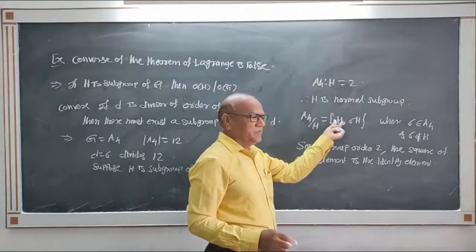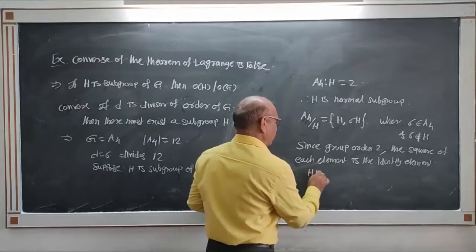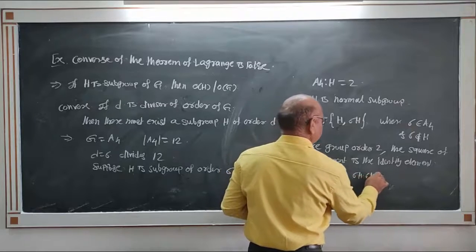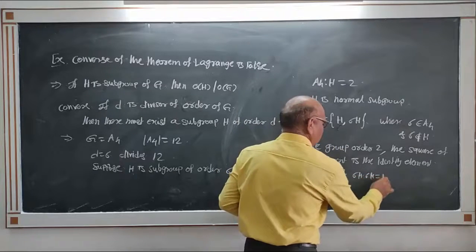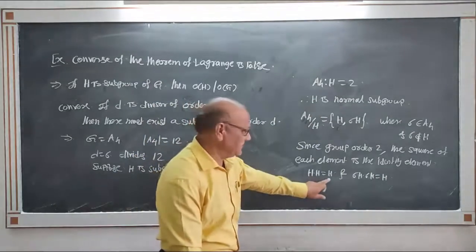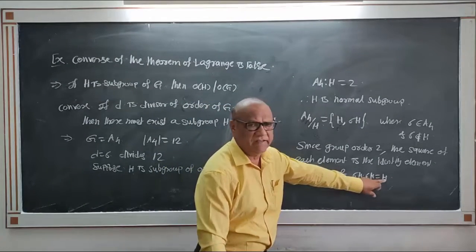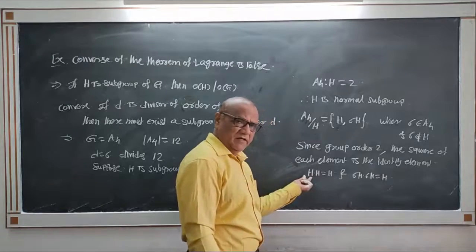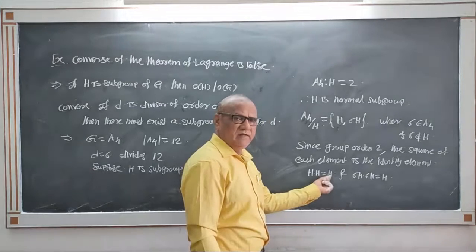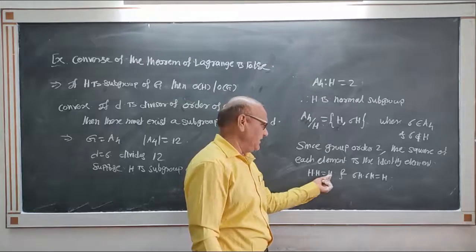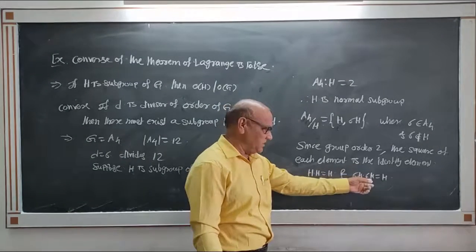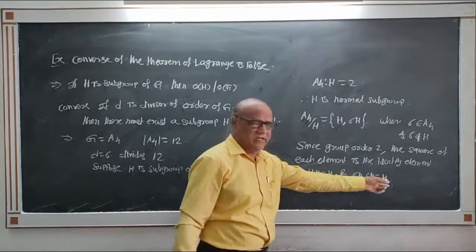Here the identity element of this group is H. Therefore H into H is again H, and sigma H into sigma H is again the identity element of this group, that means H. That means H into H is equal to H and sigma H into sigma H is equal to H. That means if you take a representative from H and another representative from H, you get again an element in H. Similarly, a representative from sigma H and another representative from sigma H, you get H.